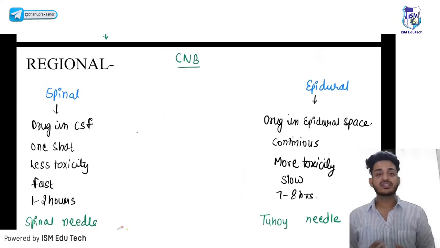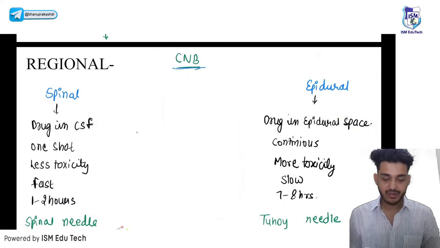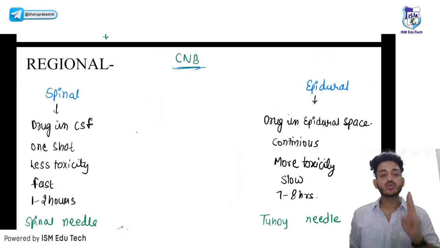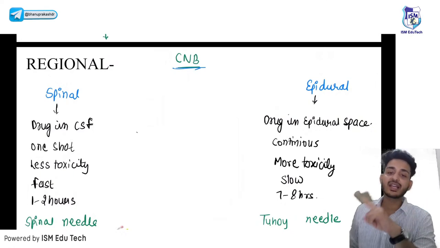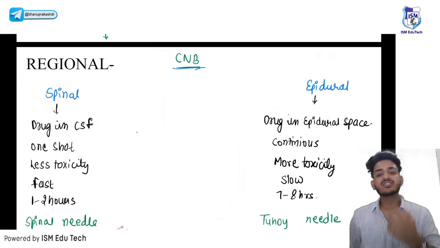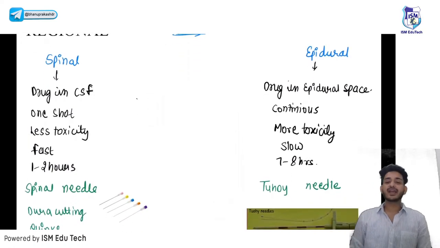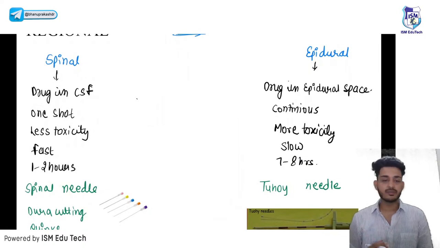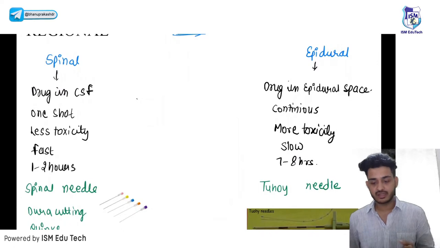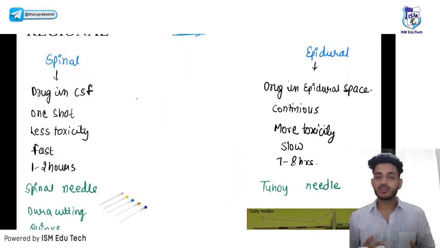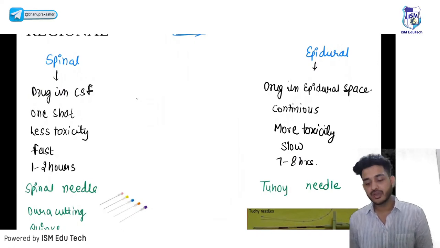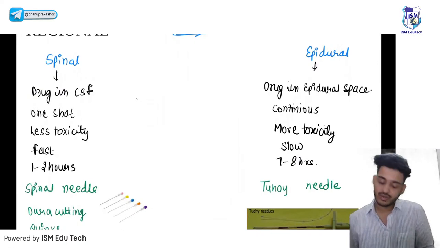In regional anesthesia, we have central neuraxial blockade. Okay, we have two things. First one is spinal anesthesia, second one is epidural anesthesia. Guys, what is the basic difference? Spinal is for a short period of time. Let's say if I want to do a surgery for 1 to 2 hours, I can use spinal anesthesia. For example, if there is a female and I want to do a delivery, then I need epidural anesthesia for like 6 to 7 hours.